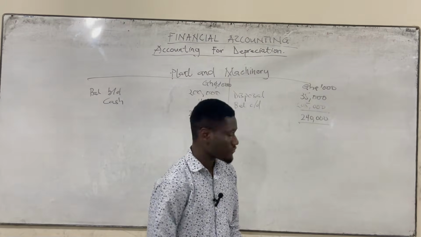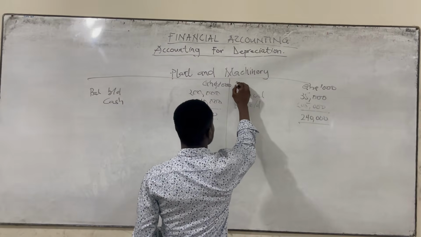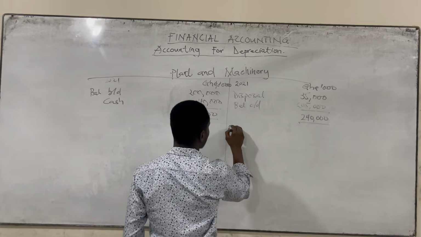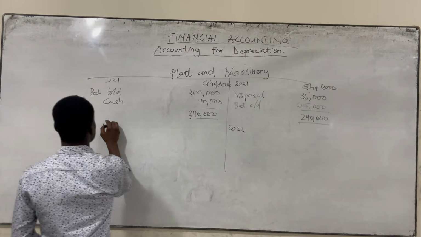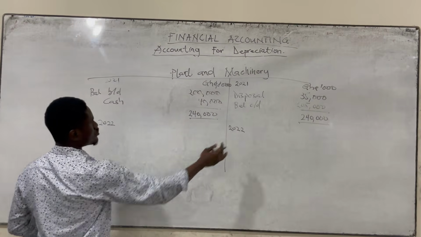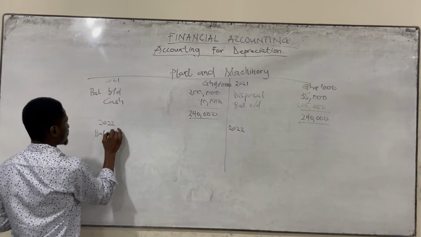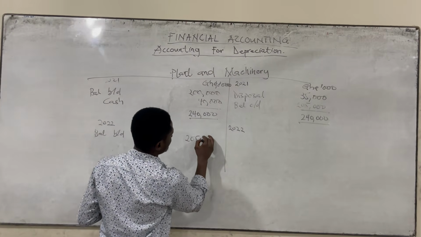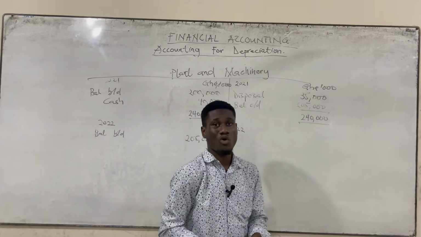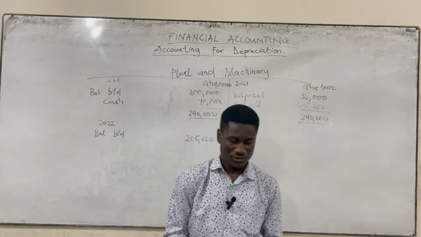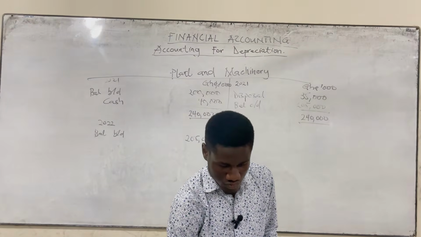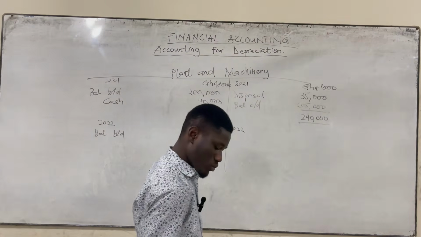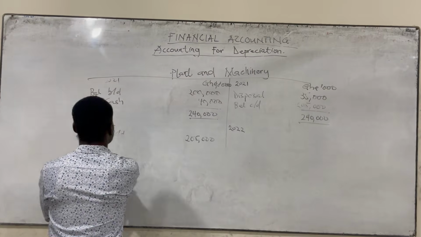Good. So this is 2021. So when we are bringing it forward, it becomes 2022. So the balance CD we are having is going to be balance BD here. We are having 205,000. Good. So that's all for the plant and machinery account. Good. So we move on to provision for depreciation.